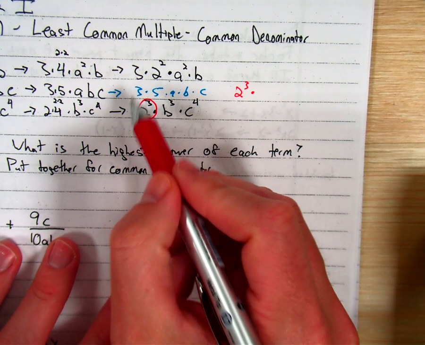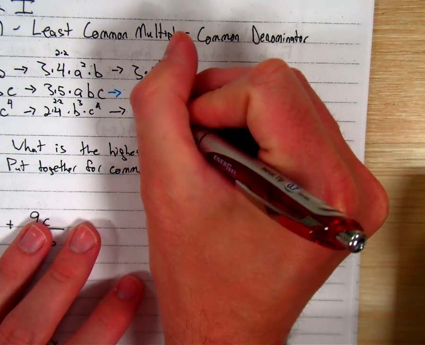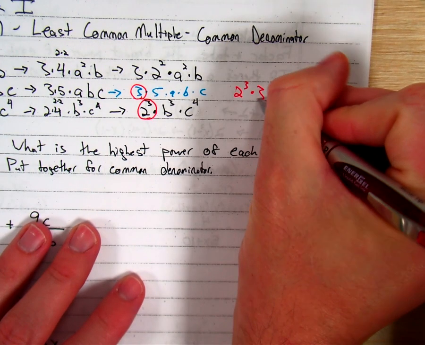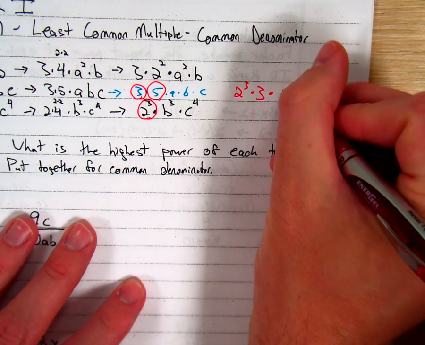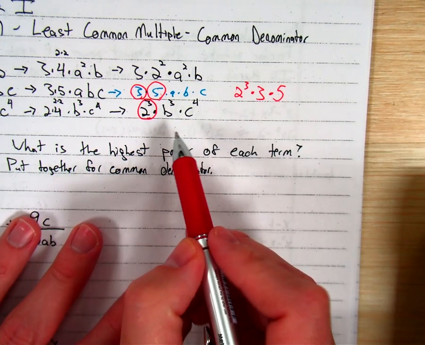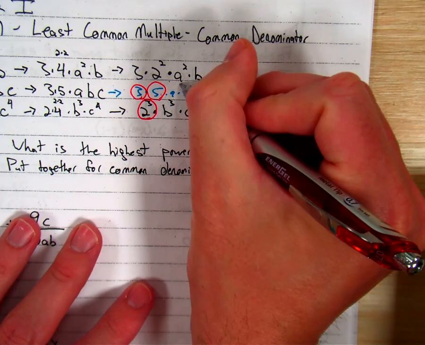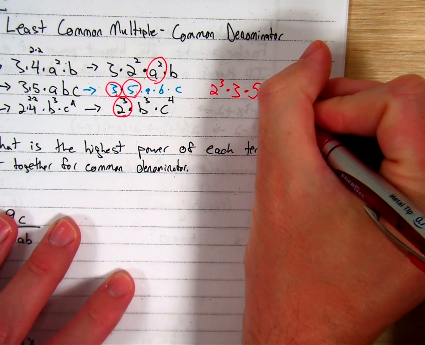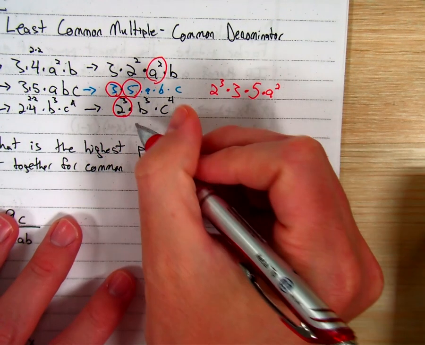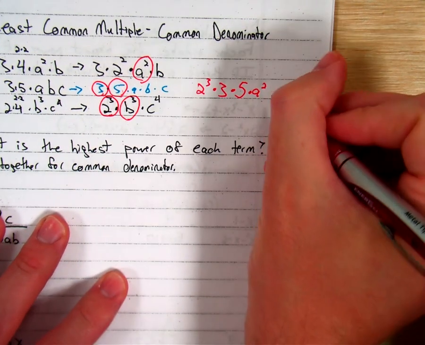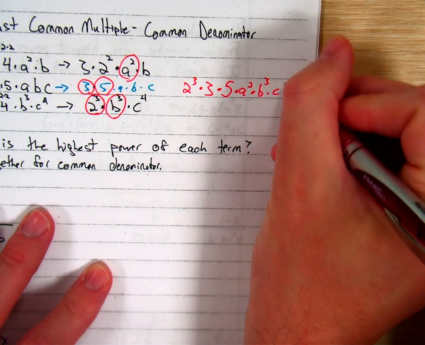3's, we have a tie. 3 to the first power, 3 to the first power. It doesn't matter, just pick 1. Times 3. We have a 5, have to use that. Okay, our letters. A's, the biggest one is A squared. Got to use that. B's, we have B to the first, B to the first, B to the third. And C to the fourth.